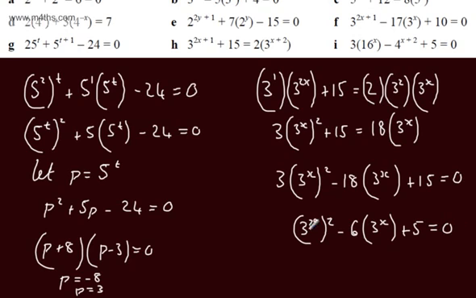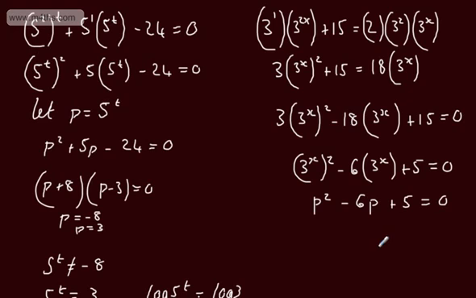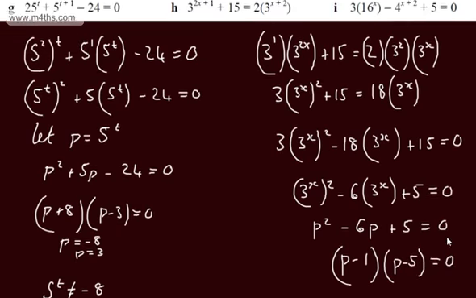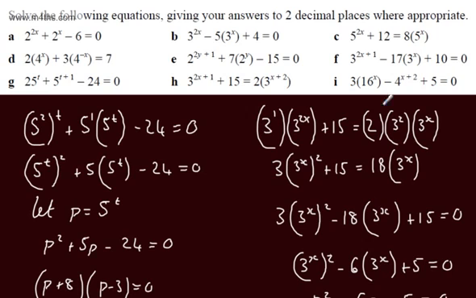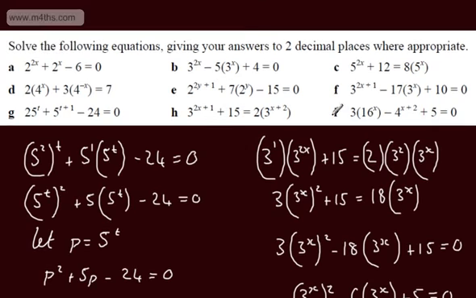So if we let p be equal to 3 to the x, p squared minus 6p plus 5 is equal to 0. That leaves us with p minus 1, p minus 5. So p minus 1, p minus 5, and you know what you're doing from that point in. We've let p be equal to 3 to the x. With this one, we could simply write 16 as 4 squared. So we'd have 4 squared here, and then we would just go ahead and apply it.